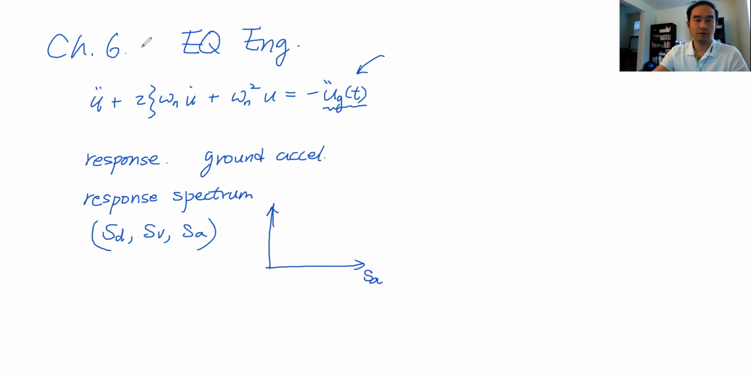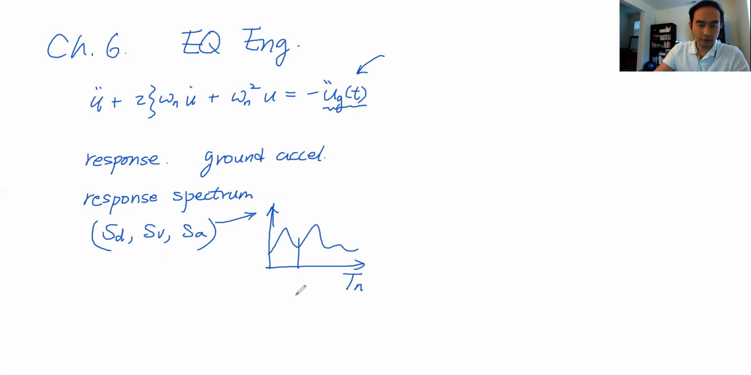Oh no, sorry. That is for T. So this x-axis is going to be Tn, and this y-axis is going to be the response spectral values like SD or SV or SA.